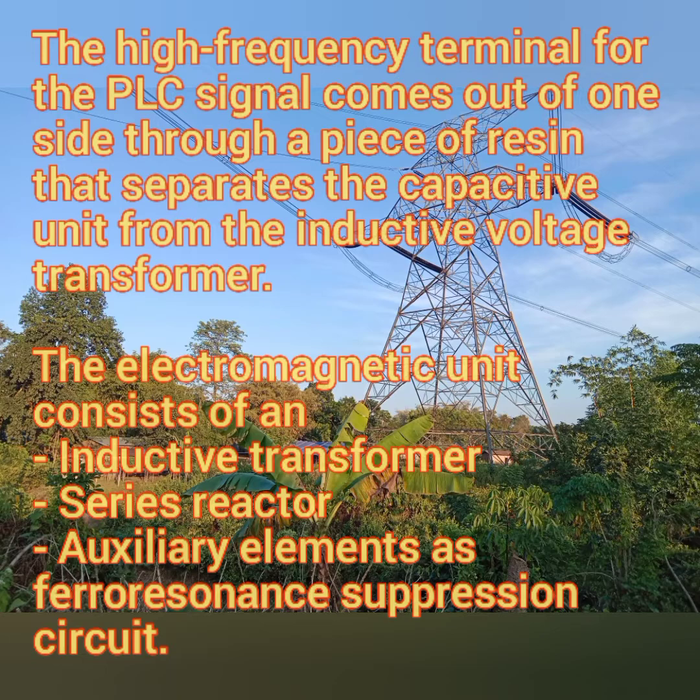Then the high frequency terminals for the PLC signal come out of one side through a piece of resin that separates the capacitive unit from the inductive voltage transformer. So the EMU component comprises your inductive transformers, series reactors, and some auxiliary parts for the ferroresonance suppression circuits. So these are all the constructions of your CCVTs. Then coming to the overview of your CCVT.